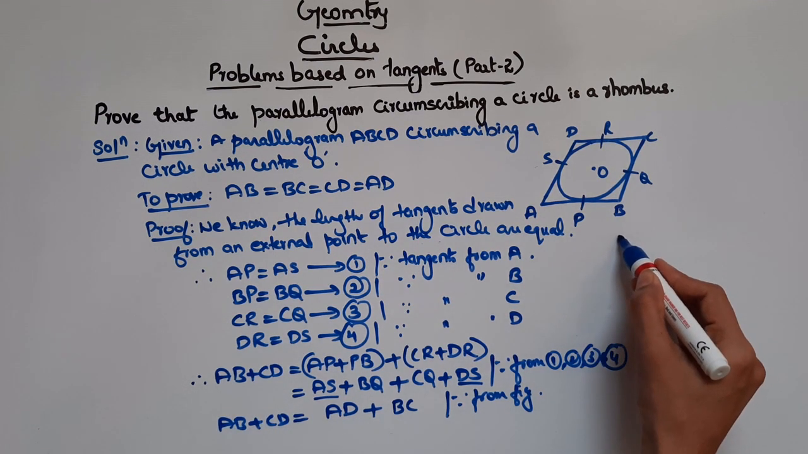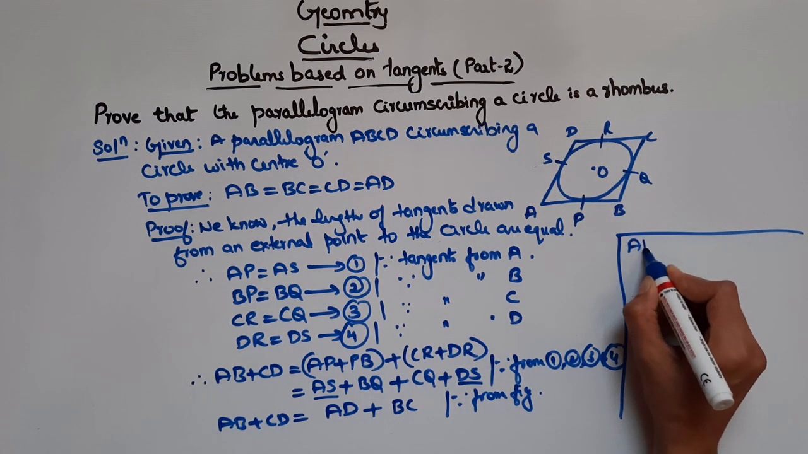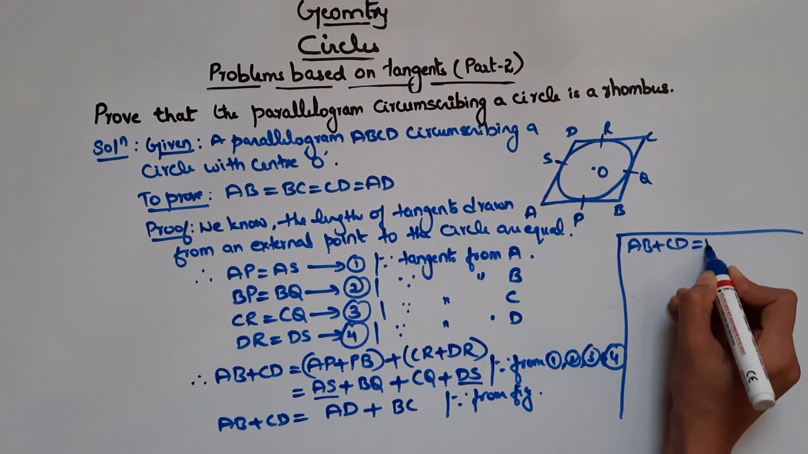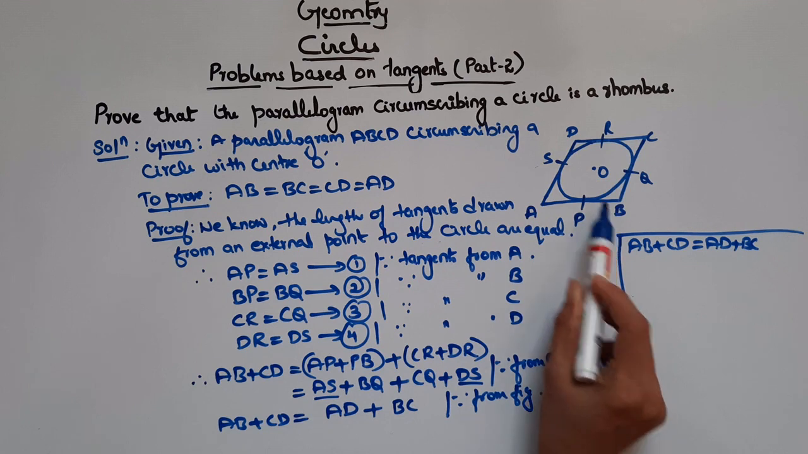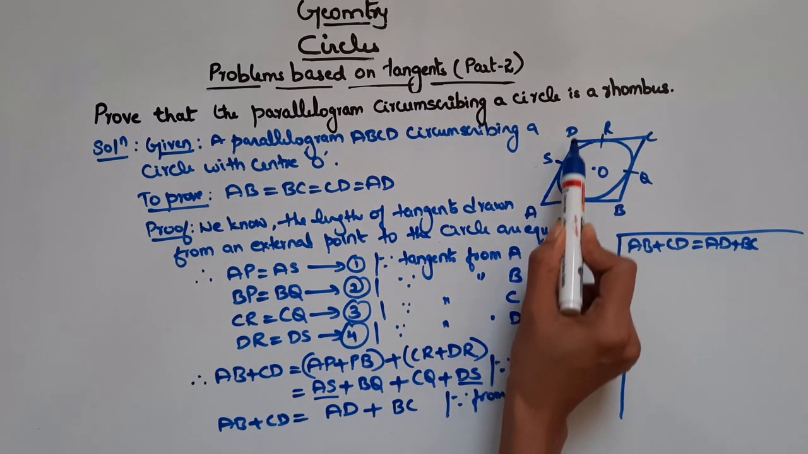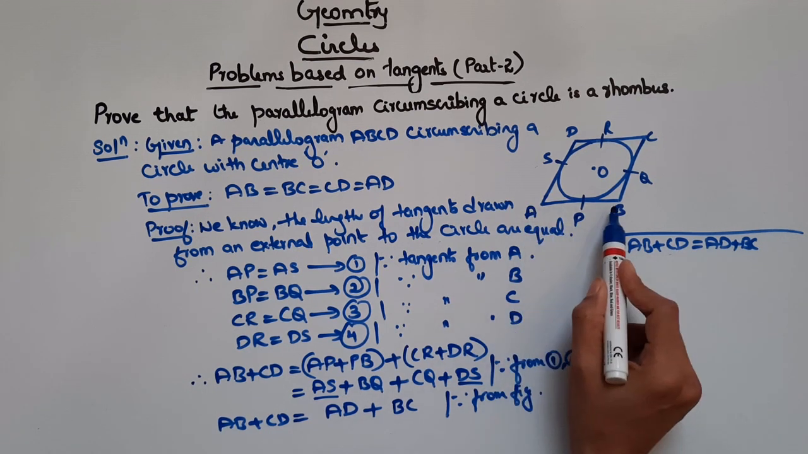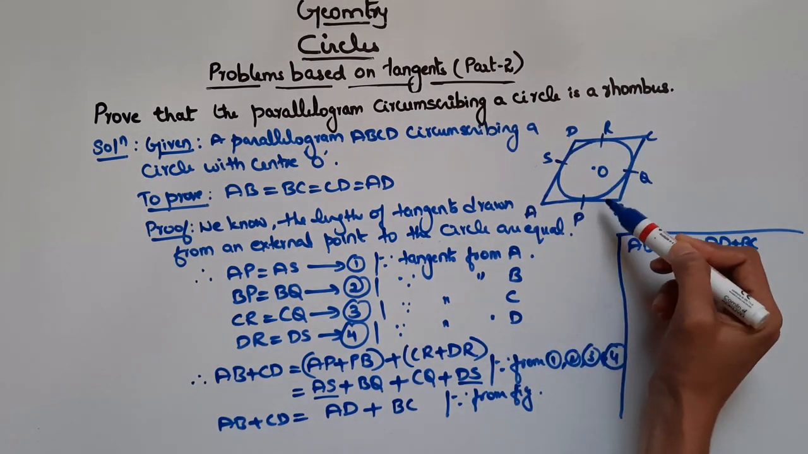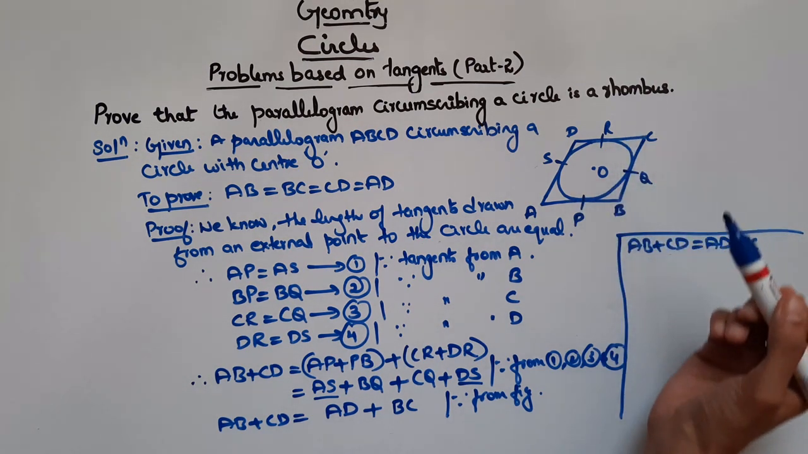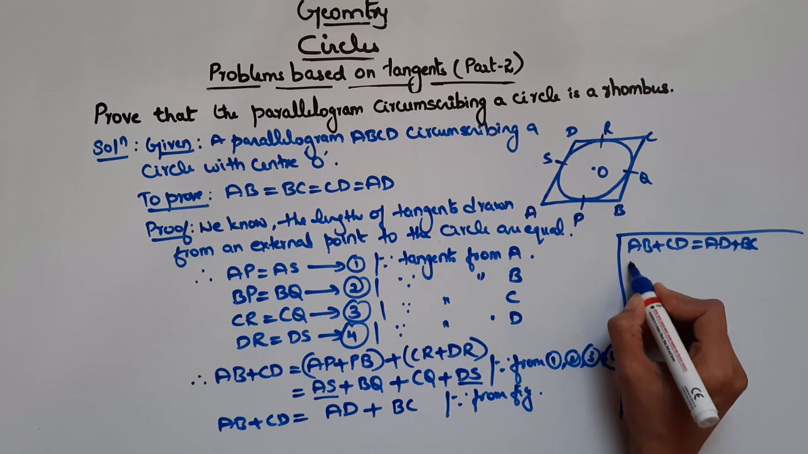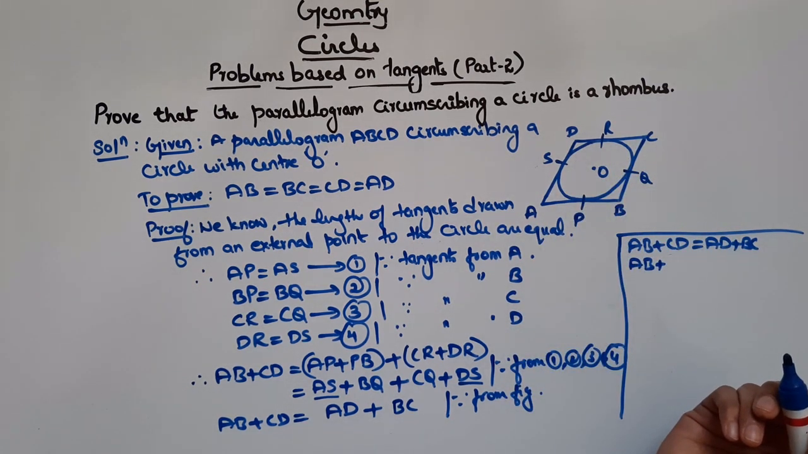So let me continue here. We have AB plus CD is equal to AD plus BC. Now if you see AB and CD, these two sides, that is the opposite sides. We know in a parallelogram opposite sides are equal, right? So therefore AB plus CD is equal to AB, right?